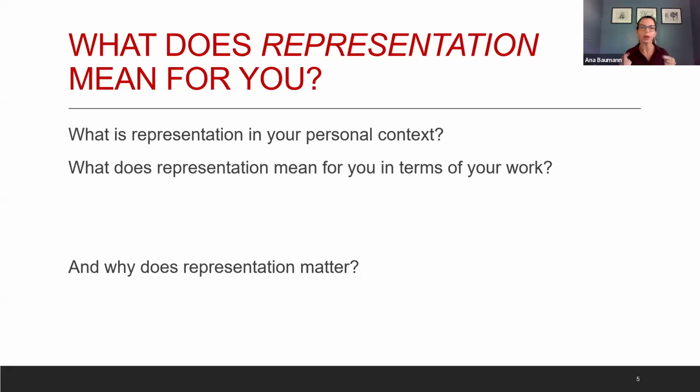But most importantly, why do you think representation matters? What is the assumption that we're making when we think we need to enhance representation, or we need to bring people in, diverse people, into the clinical trials or into your healthcare setting? Why?